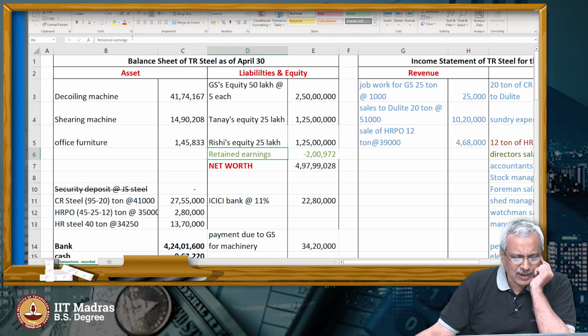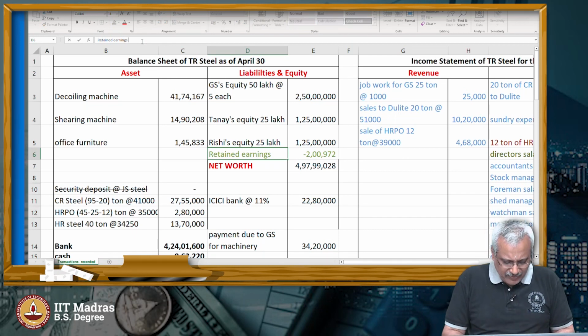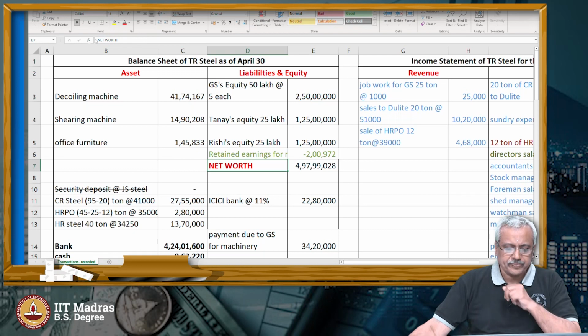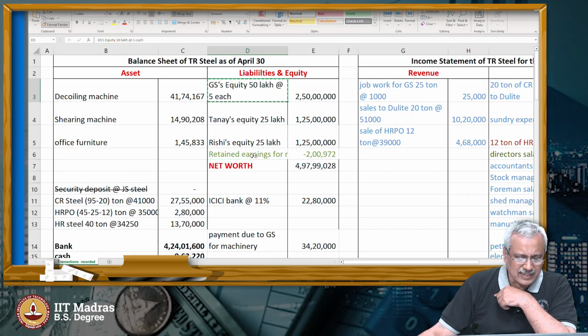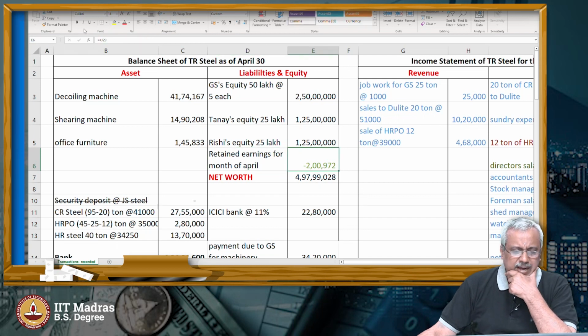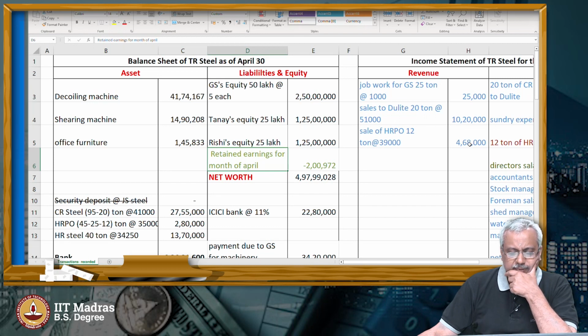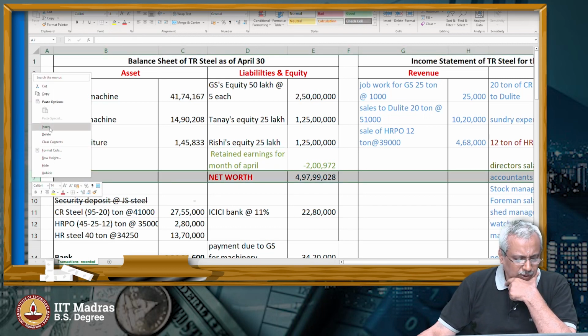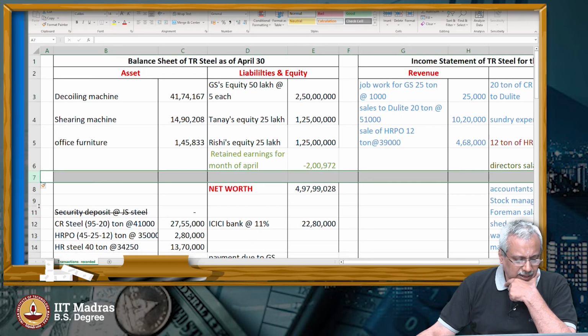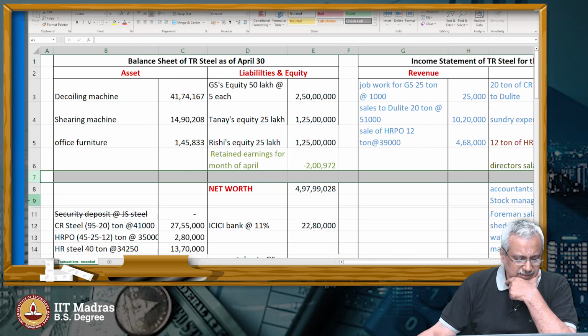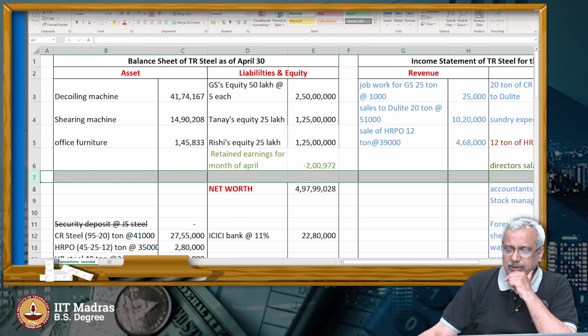Now, for the ease of understanding, I will write retained earnings for the month of April. I am just doing it for the ease of understanding, nothing else. Now why did I do this? I want to prepare the same financial statements for the month of May also.